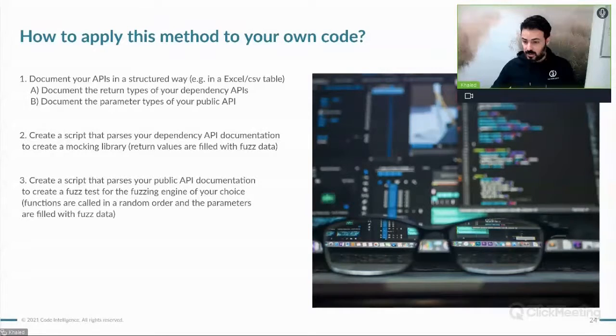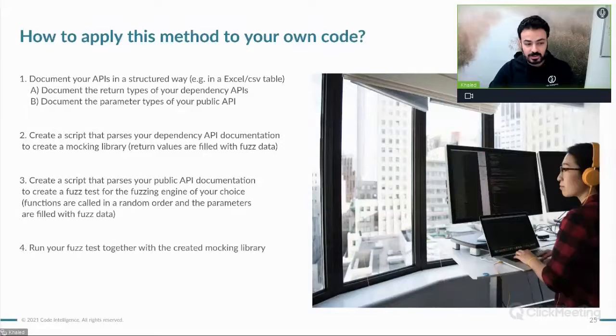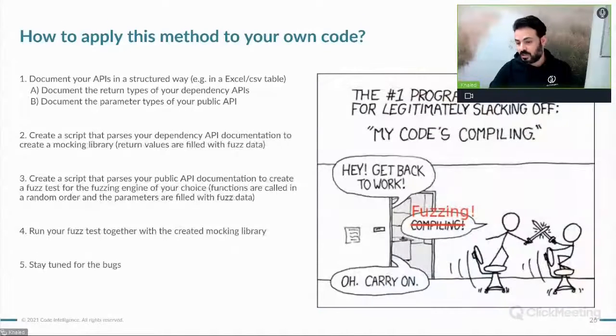And we need a script that also parses this definition and generates a fuzz test that iterates over all the API functions and feeds them with the fuzz generated input based on the annotation you do. And then you just need to compile them and stay tuned for bugs.